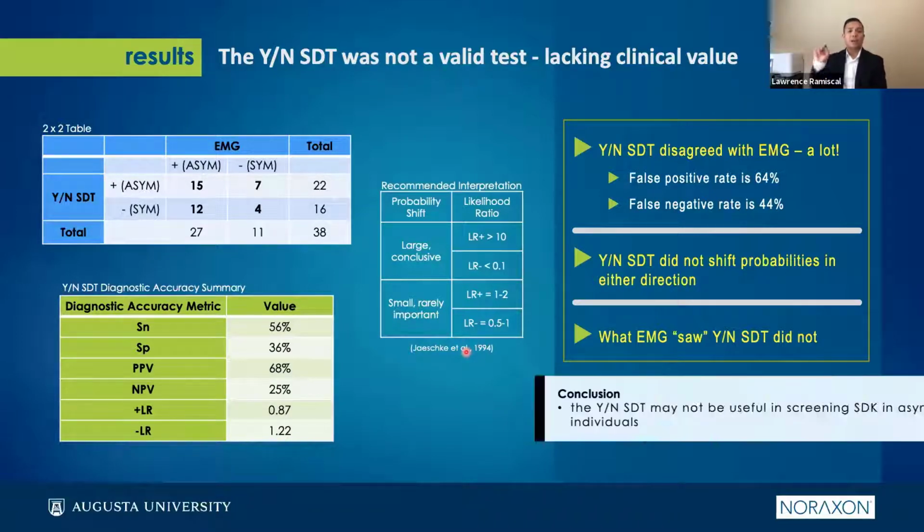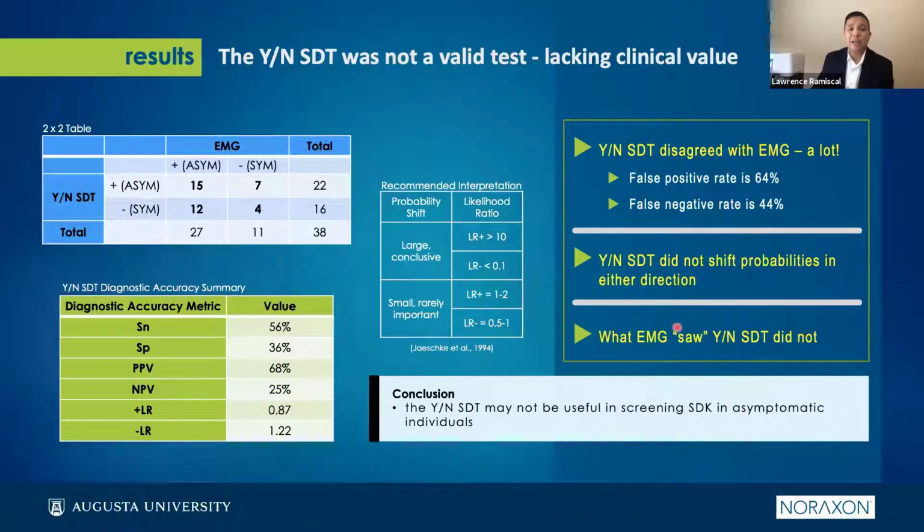So in conclusion, the yes and no method of the scapular dyskinesis test may not be useful in screening scapular dyskinesis in asymptomatic individuals. If we're thinking of screening patients who might develop future shoulder pain, we probably need another tool other than the scapular dyskinesis test. That's really the bottom line of the study.